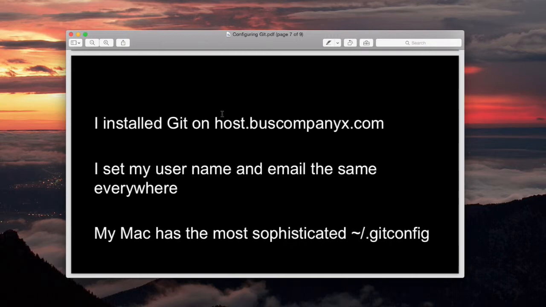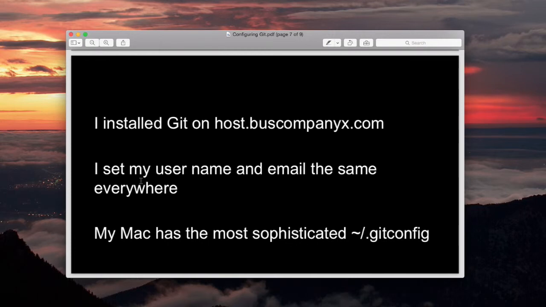I installed Git on my Liquid Web machine, and that's its domain name. That's its name on the internet. The next thing, I set my username and email the same everywhere for Git. Whenever I use Git, no matter where it is, whether it's on my Mac, or on the virtual machine on my Mac, or in an account on my production server, I always use the same name and email when configuring the .gitconfig file in those places.